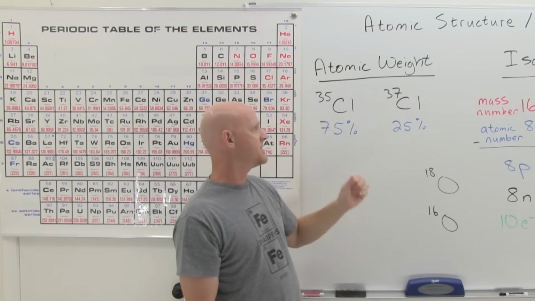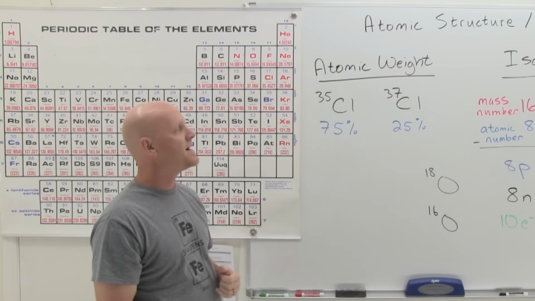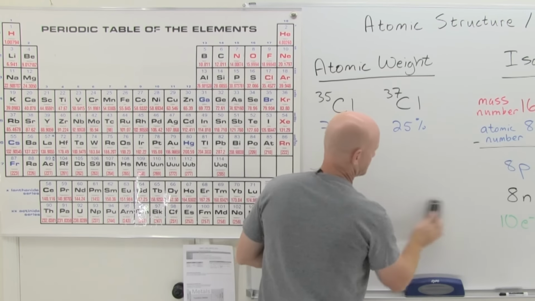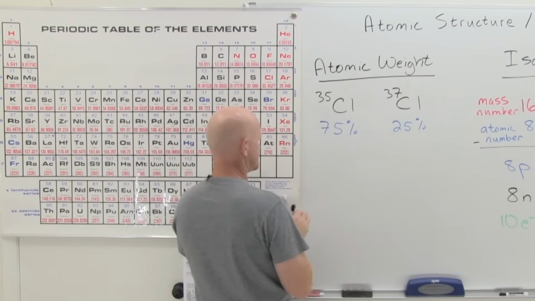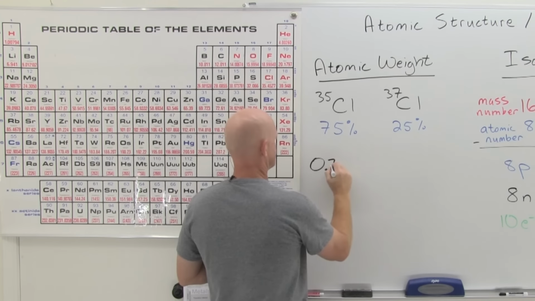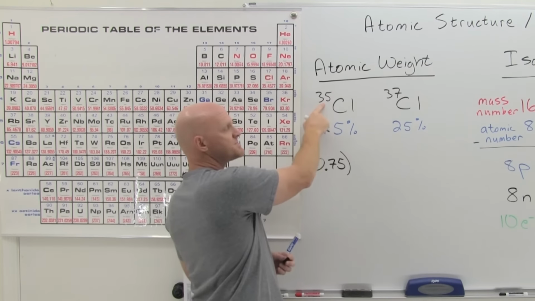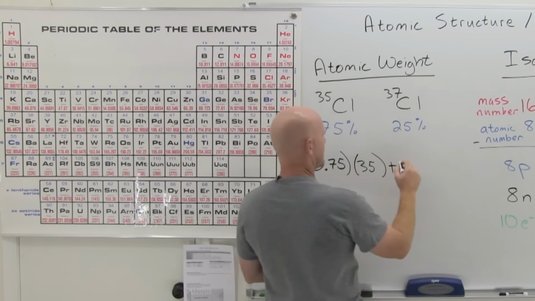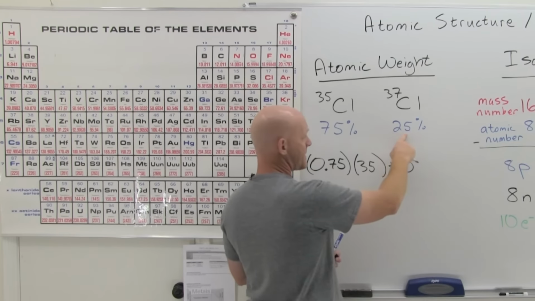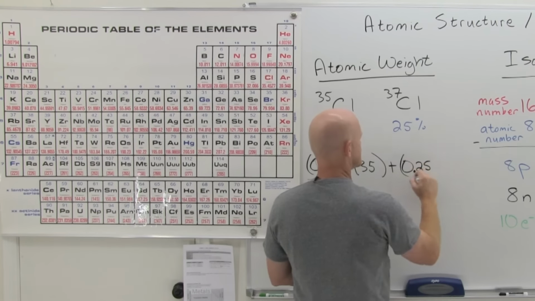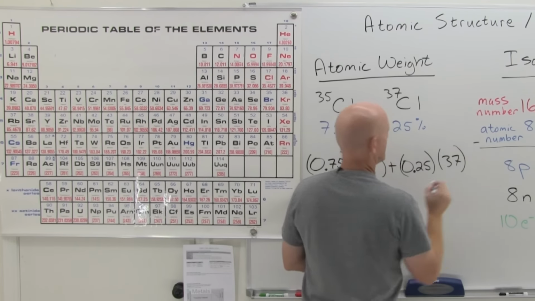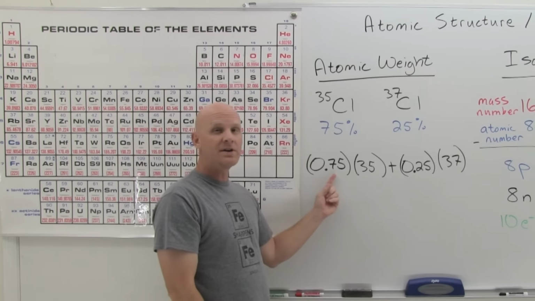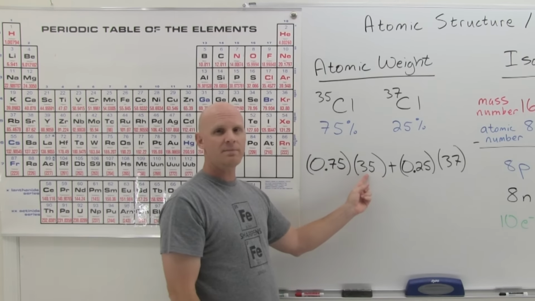So how do we take a weighted average here and come out with this number that's akin to something around 35 and a half? What you do is you take the decimal form of that percentage, 0.75, and then multiply by that corresponding weight, in this case 35 AMUs, and then add it to this guy here. So abundance is 25%, so 0.25, the decimal form of that percentage, times 37. And that's it, actually. That's the entire calculation. So you multiply the relative abundance as a decimal times the corresponding mass in AMUs, and then add them together.